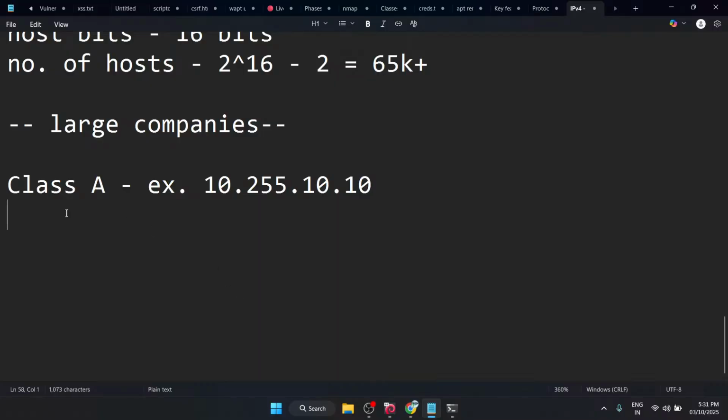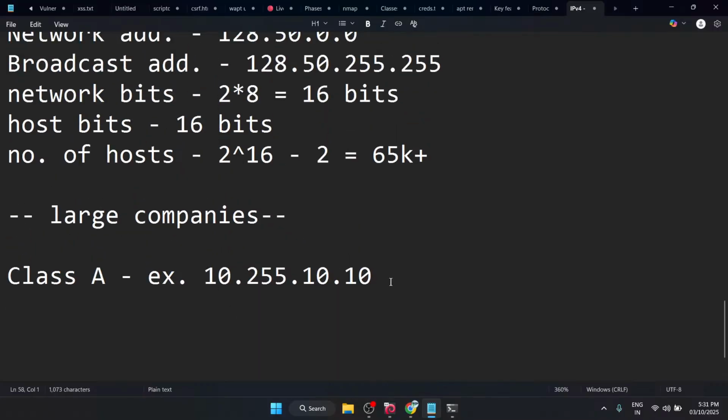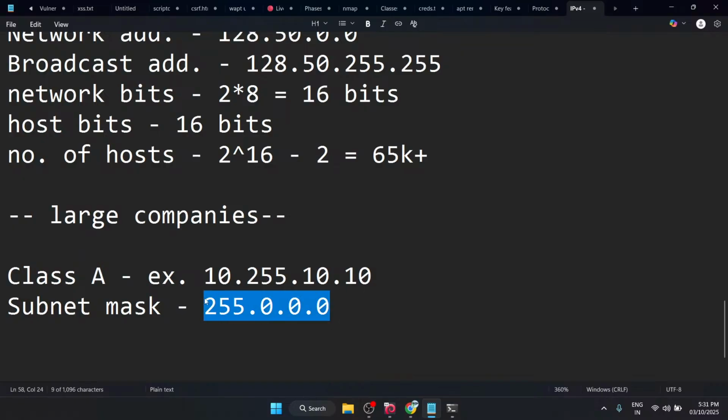Next, Class A subnet mask is 255.0.0.0. This thing you have to remember, there is no other option you got.